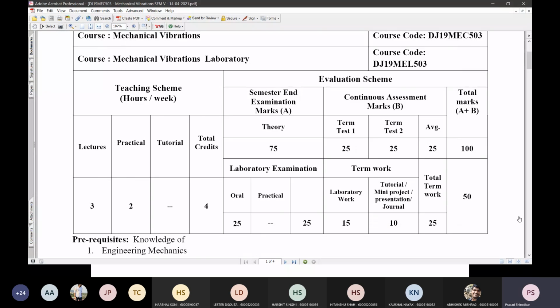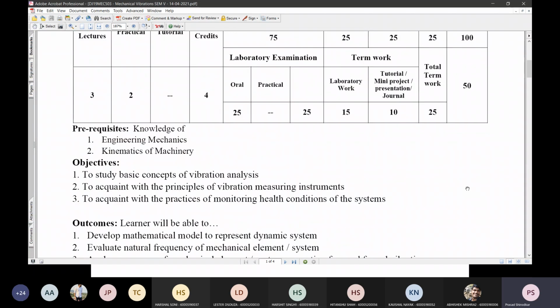Right. And so 15 marks for lab work, and 10 marks will be for either a tutorial, mini project, presentation, or journal, which also includes your experimentation. So oral exam plus term work comes out to a total of 50. So the total is 100 plus 50. This is 150.